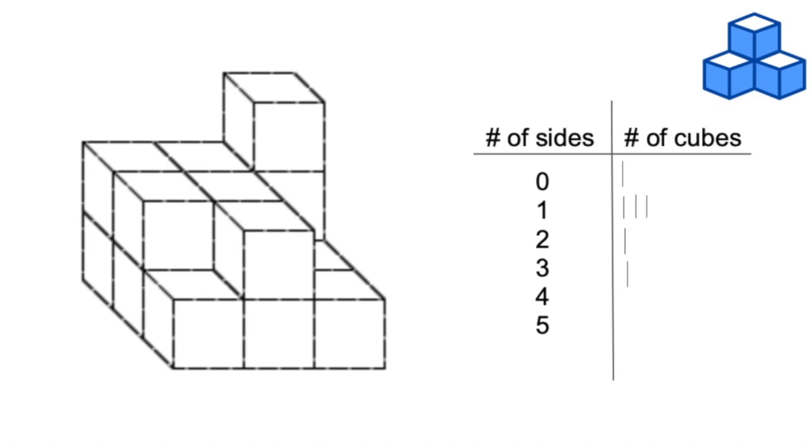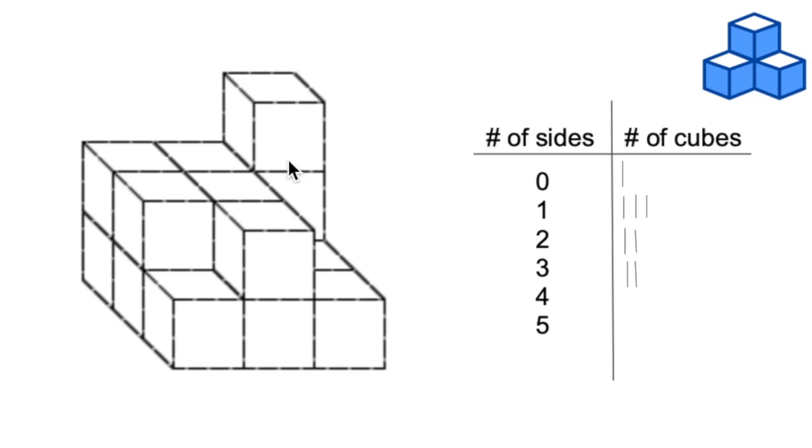Okay, so now let's move on to the final row on the bottom here. This first cube has 1, 2, and 3 sides that can be painted. So let's tally that. This next cube has only 2 sides exposed, 1 and 2 on the side.